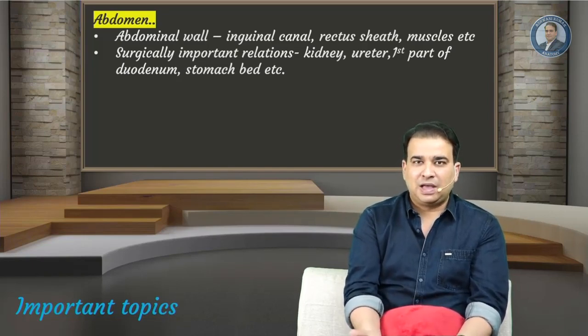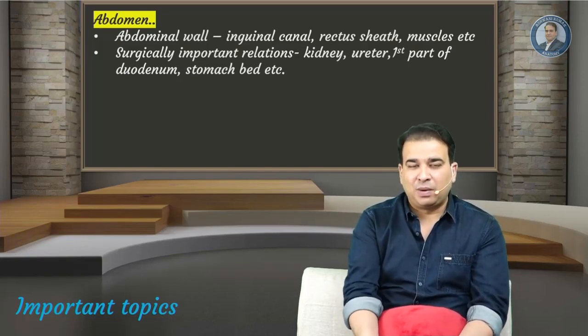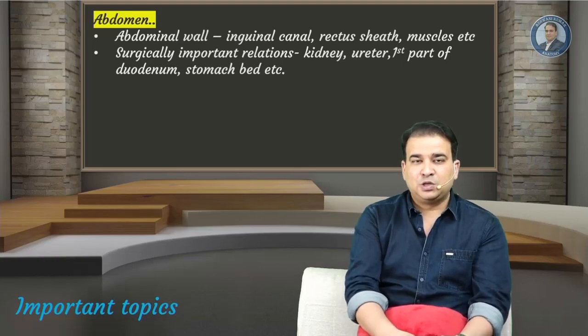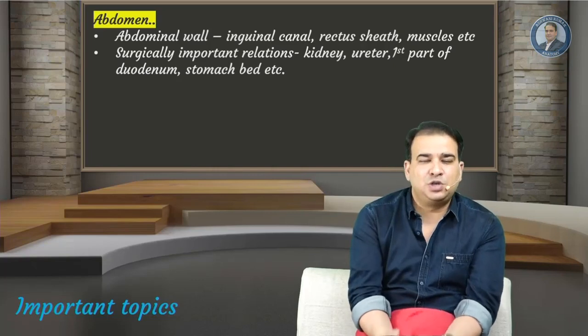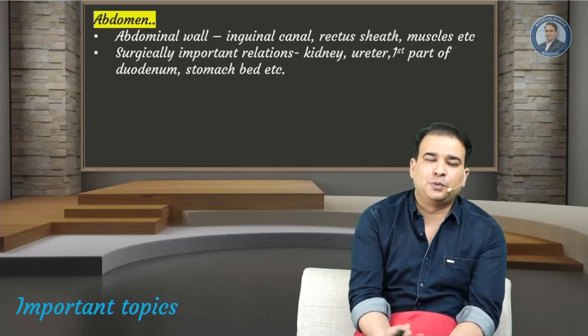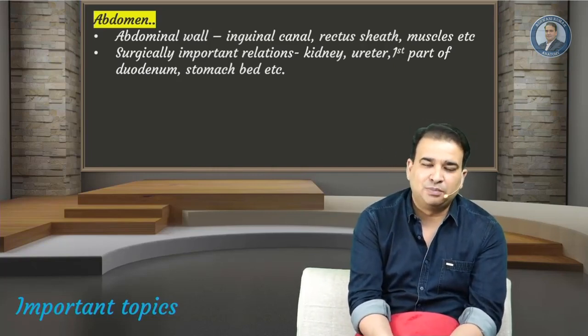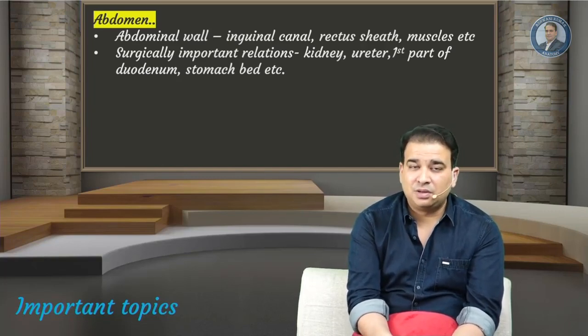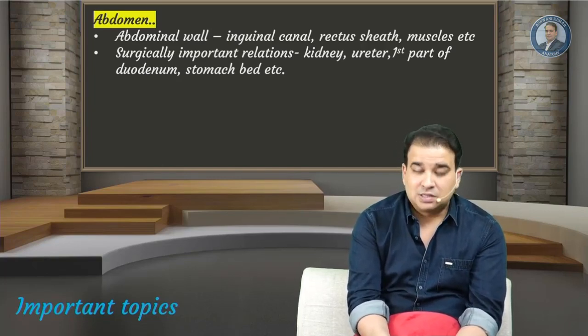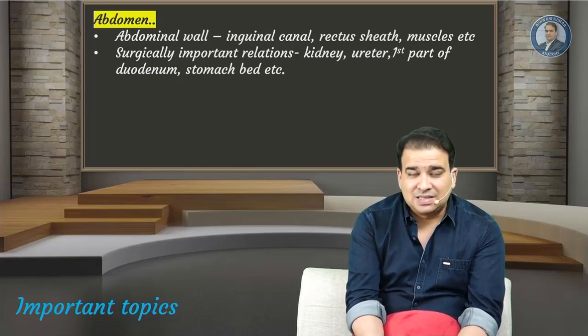There are so many relations we have, like the duodenum itself has 4 parts. Do we have to read the relations of all 4 parts of the duodenum? Well, I feel that the surgically important relations are important, like the posterior relations of the kidney, the abdominal relations of the ureter, the stomach bed, and the lesser sac relations.